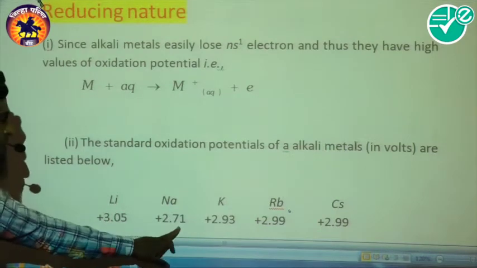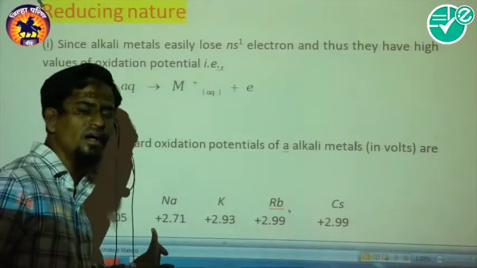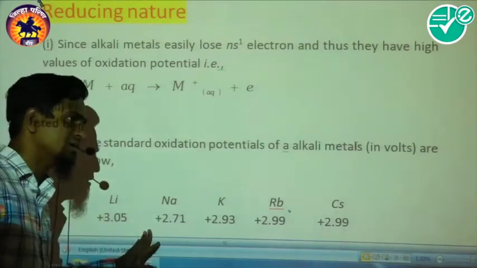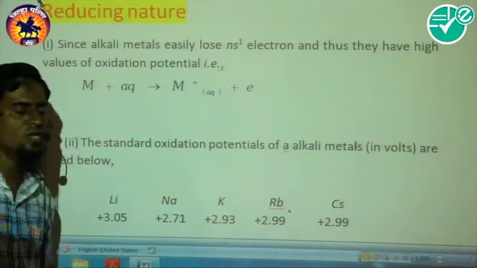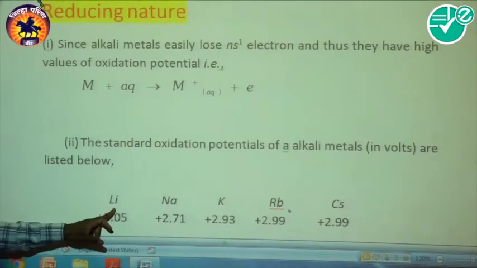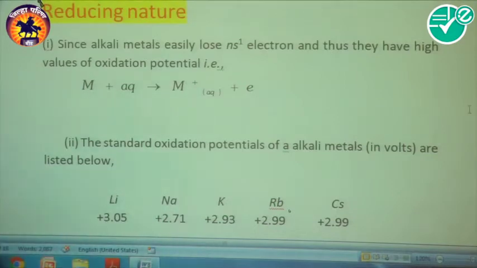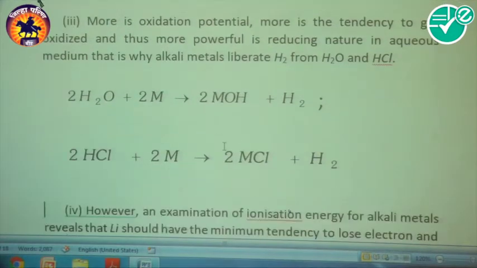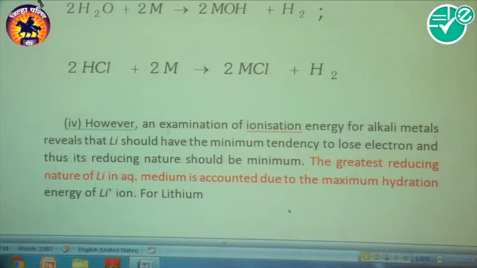This is the value of oxidizing potential. Here plus 3.5, the plus symbol means what? Here I am taking the oxidizing potential value. If you turn this into a reduction potential, it will become negative. The magnitude will remain the same. So the reduction potential or reducing nature of lithium is very high compared to other elements. Now see here.